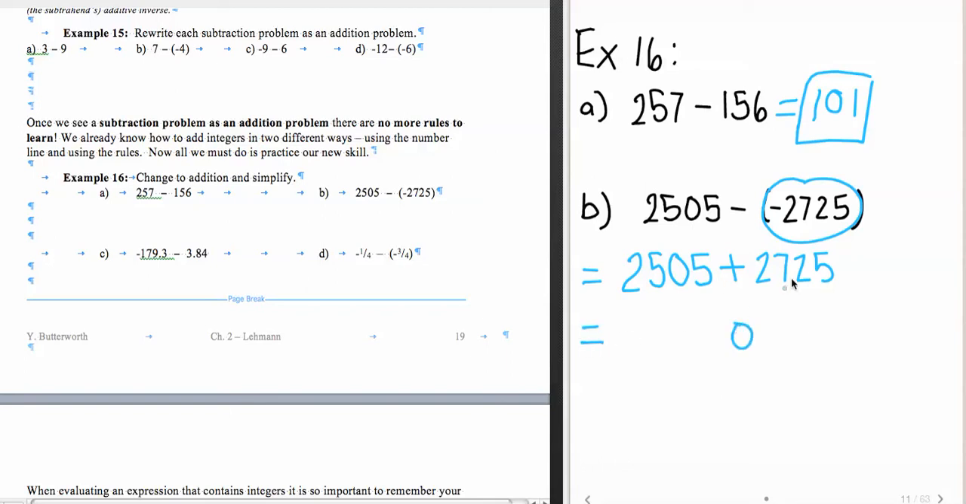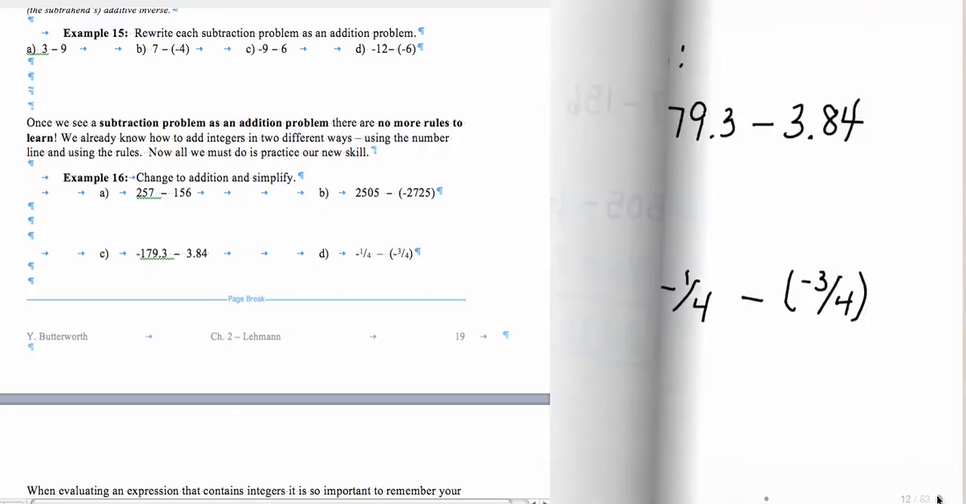5 plus 5 is 10, carry the 1. 2 plus 1 is 3, plus 0 is 3. 7 plus 5 is 12, carry the 1. We have 2 plus 2 plus 1, which is 5. So our final answer here is 5,230. And that will be our answer. Now we go on to our next one.